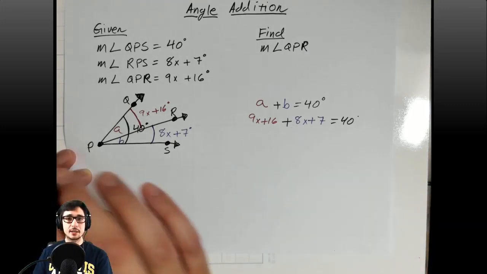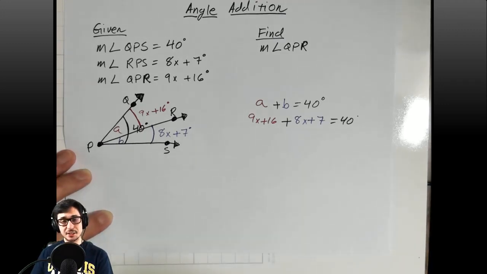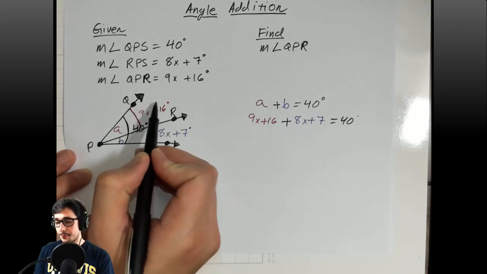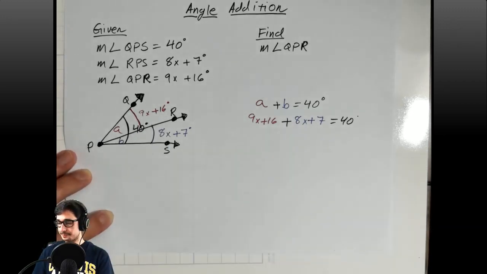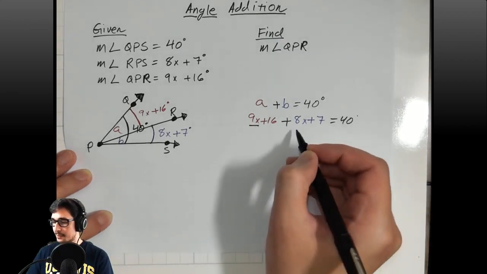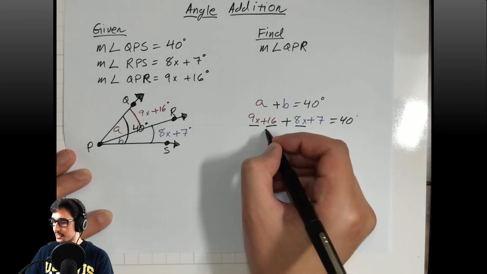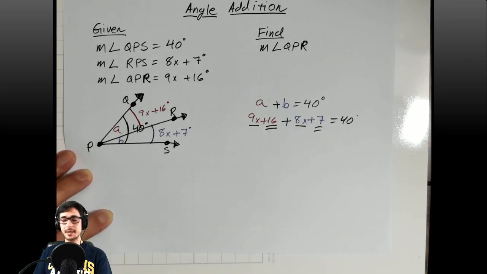I want to get x all by itself, because if I get x all by itself, I can plug x back into here and figure out what the measurement of this angle is. So let's start combining like terms. I can see that my 9x and my 8x, I can combine those. Those are x's. I can also combine the 16 and the 7, right?